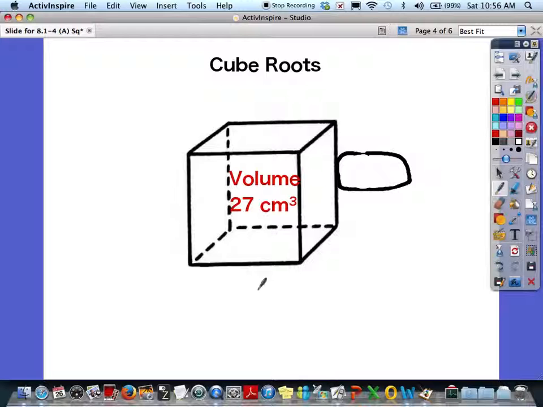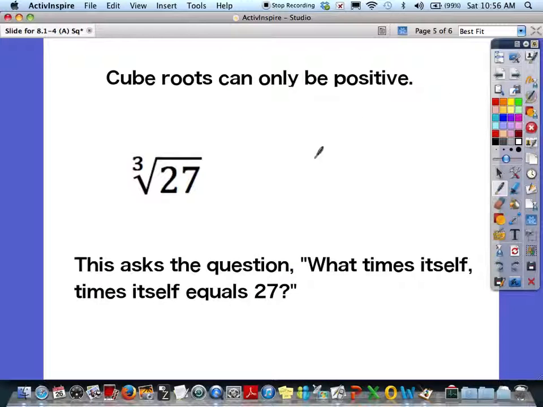We're just going to give you the volume, and we're going to ask you, what is the side length of this cube? And so here's another way to look at it. This cube root here asks the question, what times itself equals 27? So, before we looked at this, the square root of 4, I just want to point out a few differences.